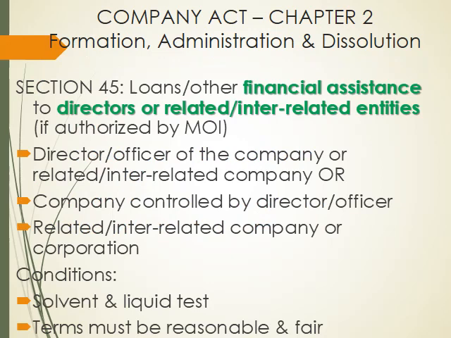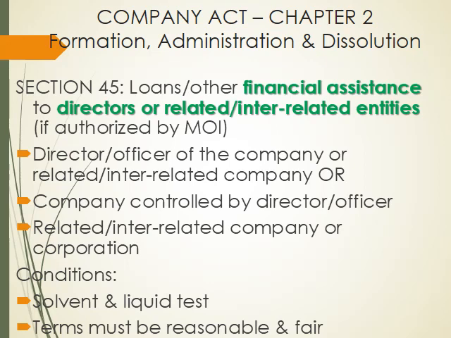Section 45 is similar to 44. It also deals with financial assistance. However, Section 44 is a general financial assistance, whereas 45 focuses on financial assistance to directors or related entities or related parties. So it has to be a director or an officer of the company or any related person, or a company controlled by the director.